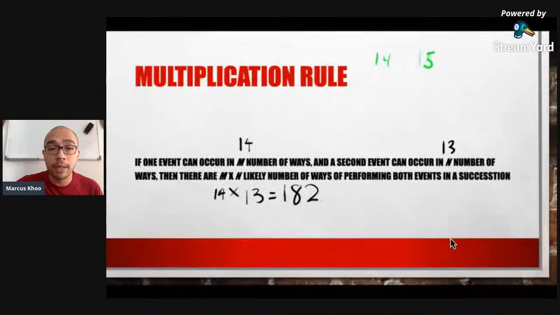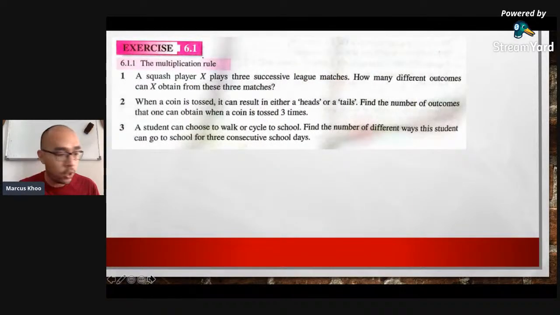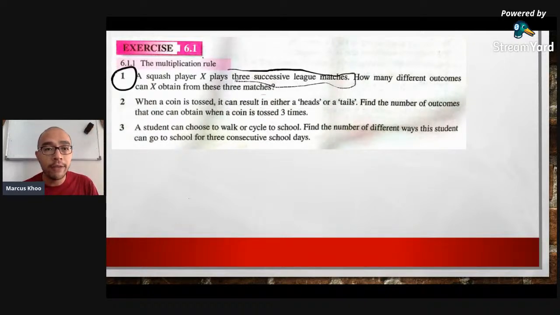Okay, let's do a couple of example questions. These are all taken from your textbook. So I'm going to start with question number 1. A squash player plays 3 successive league matches. How many different outcomes can he obtain from these 3 matches? So if you think about it, it can be win, lose, lose, or win, win, win, or win, win, lose. There's going to be so many. But let's think about it.